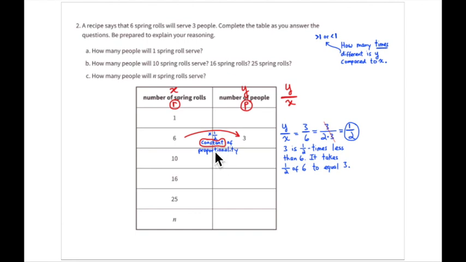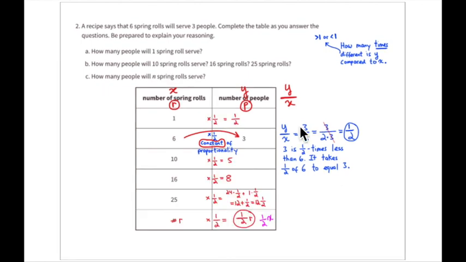So how do you figure out what that constant of proportionality is if you couldn't just see it? Now you can see that 6 times 1/2 is equal to 3, but what if you couldn't? Well, you take the value for y, 3, and divide that by the value for x, 6, and that tells you that 3 is 1/2 of 6. So 1/2 times 6 equals 3, or 3 is 1/2 of 6. It takes 1/2 of 6 to equal 3. So just going through these relationships and writing this out will help your understanding of what's going on.